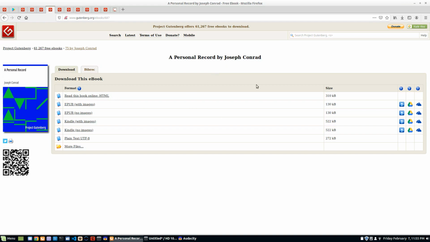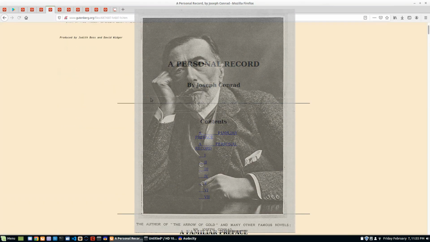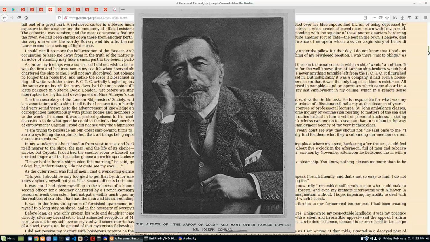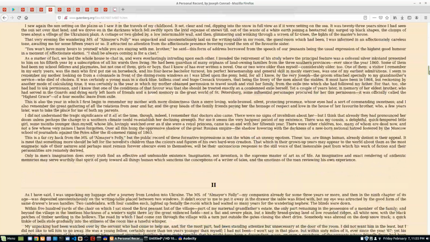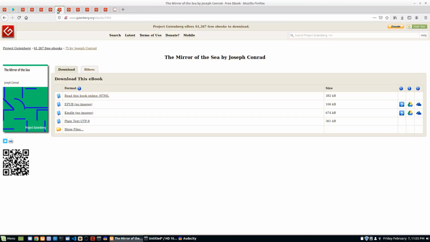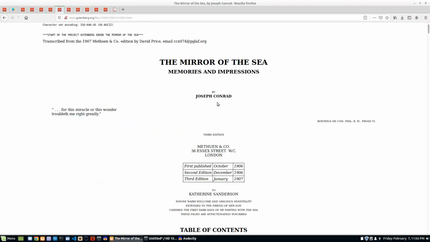So if you're interested in learning about Conrad's background as a Polish immigrant and scenes and things from his life, I think you would enjoy this. The Mirror of the Sea is more about the sea conceptually, if that makes sense. He spends a lot of time talking about the end of the era of the wooden ship and the transition to steamships, which he lived through. And I just find it really interesting.